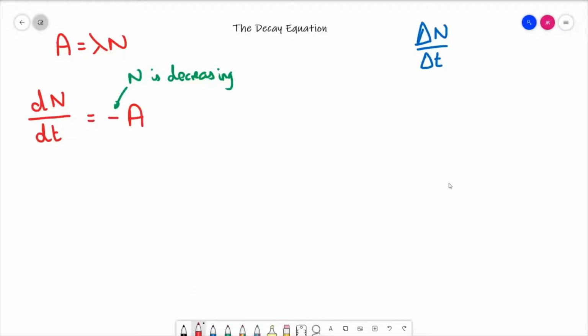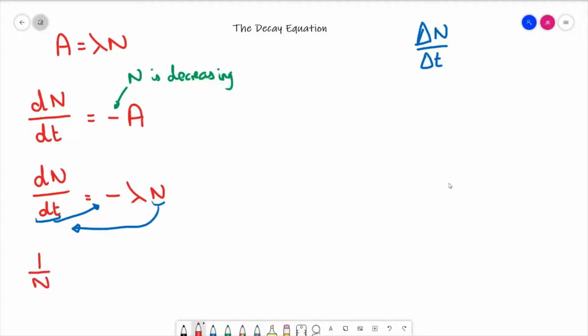Plugging lambda n into that equation then, we can see that dn by dt is equal to minus lambda multiplied by n. At this stage then, I'm going to rearrange this equation so that all the n's are on one side of the equation and anything not to do with n is on the other side. The first thing is I'm going to divide both sides by n, and then I will multiply both sides by dt. What we get from that is 1 over n dn is equal to minus lambda dt.